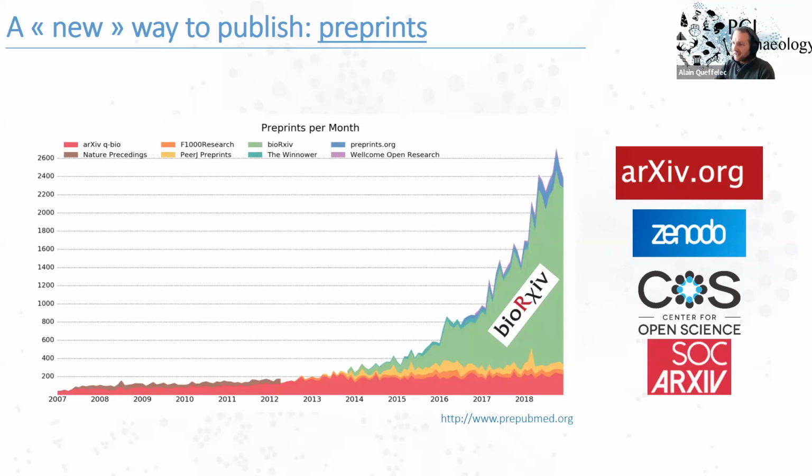You can see that there has been a big rise in the use of preprints in the biomedical world, in the biology, ecology, evolution world. You can see it by the rise of the bioRxiv preprint server. And I put on the right of the slide some other servers which are well known to host preprints.